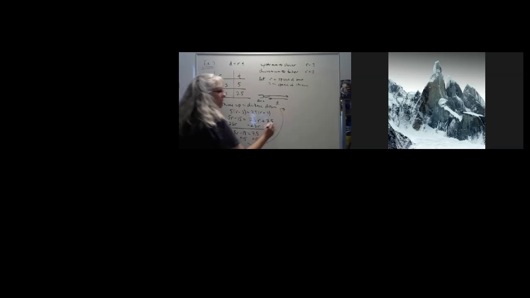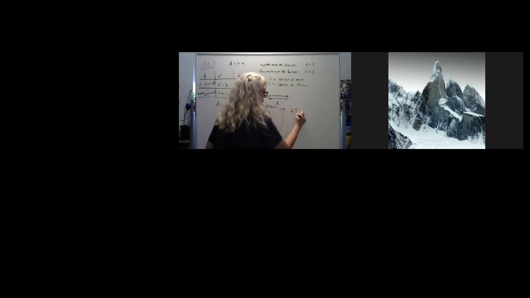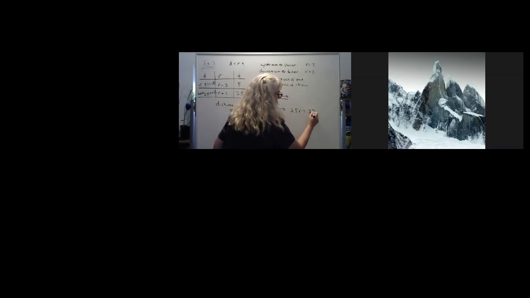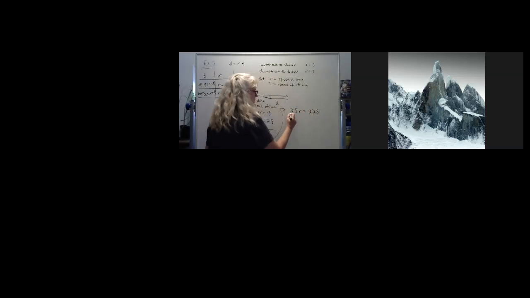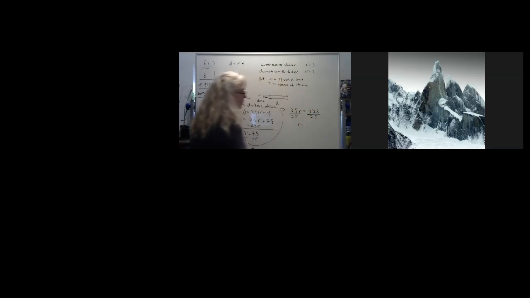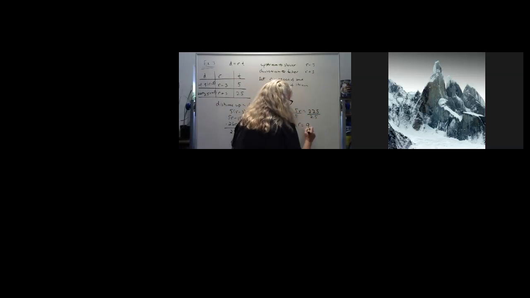So we'll get 2.5r is equal to 7.5 and 15 is 22.5. And then we'll divide. So r is whatever 22.5 divided by 2.5 is, and when I worked that out earlier, I got 9. So r is equal to 9. And that's the speed of the boat. So that's in miles per hour.